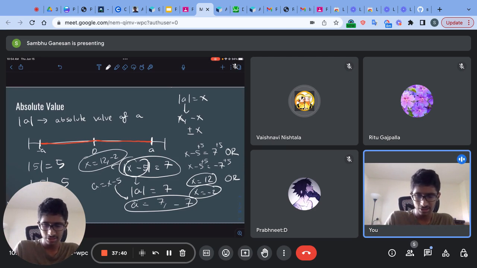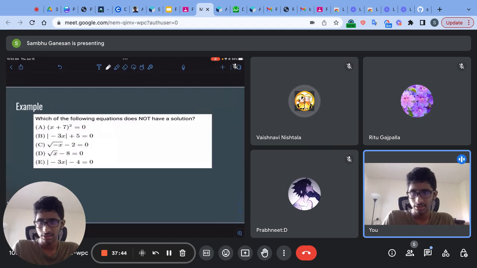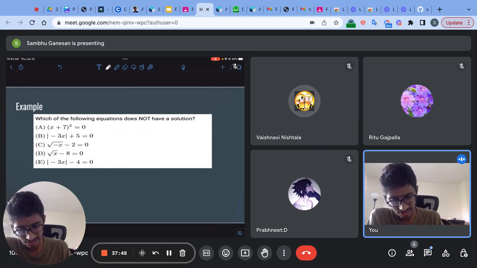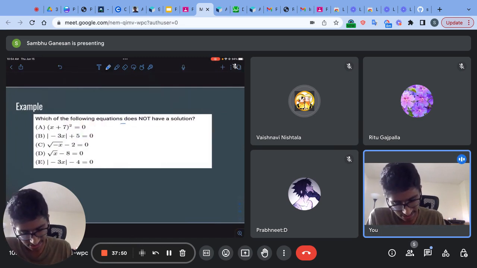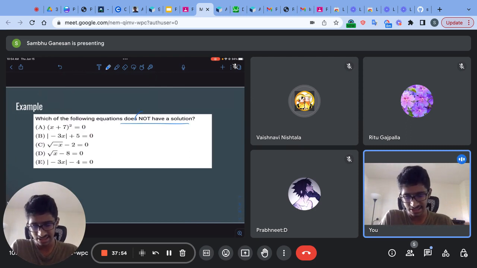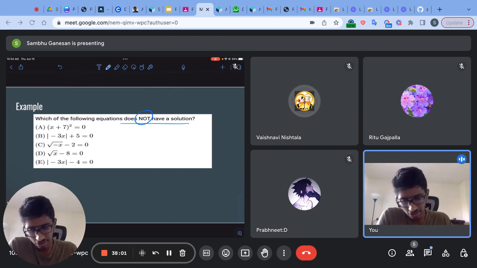So let's just look at one practice problem for absolute value. The question is asking which of the following equations does not have a solution. So again, I underlined it because it says "does not," and that's a key thing to know. So it does not have a solution. Let's go through answer by answer.